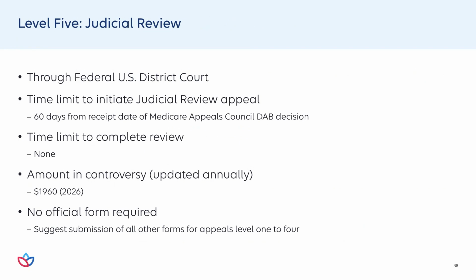There is a minimum amount in controversy for the Level 5 appeals. Hopefully you never have to get to this level, but this amount also is updated annually. It's $1,960 for 2026. And different from all of the other levels of appeal, there is no official form required. However, we do suggest submission of all other forms for appeals, Level 1 to 4, to include in your Level 5 appeal, but there is no particular form that is required there.